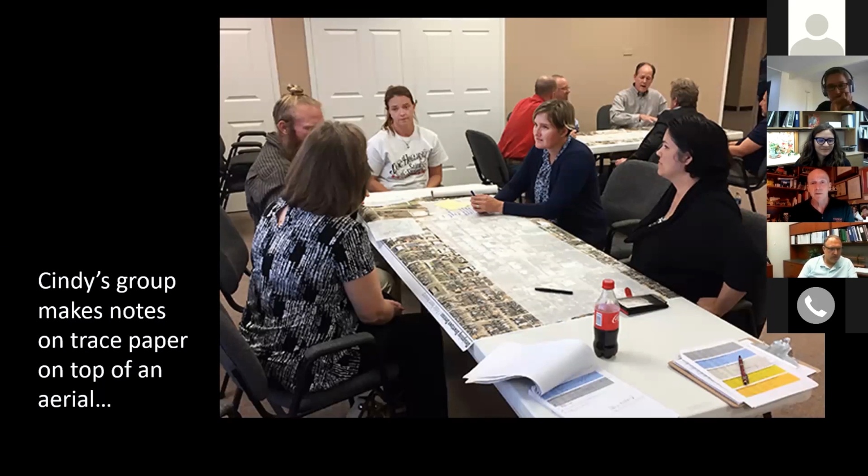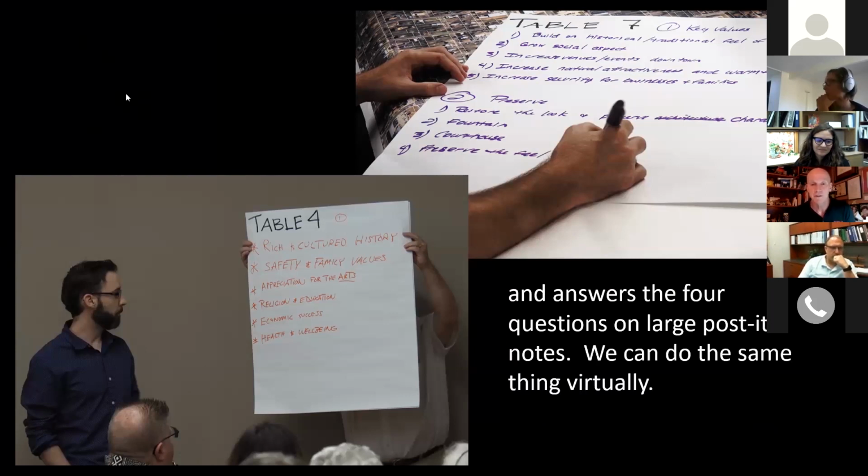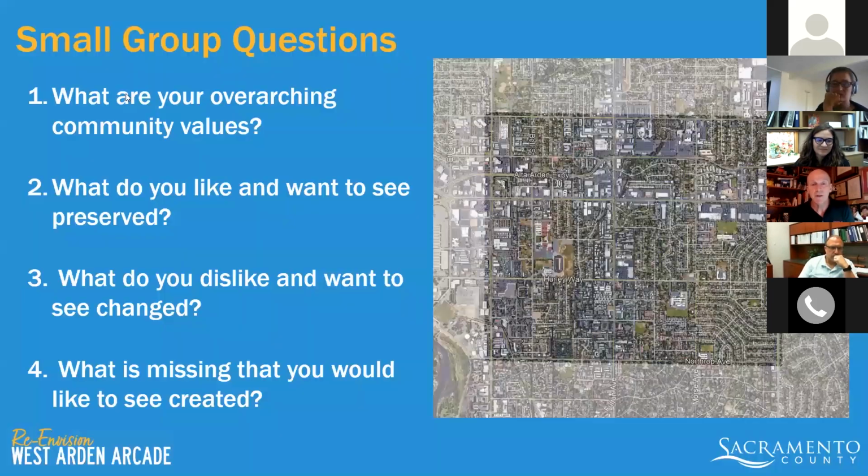We would meet around a table, and you can see Cindy there. She has a map with a piece of trace paper on top of it, and she would draw what people say. She would circle things and make notes. And we're going to show you a way we're going to do that virtually in a moment. And then those 4 questions, we used to answer those on big pieces of Post-it notes in the group. And so we're going to do that virtually as well. We're going to have virtual Post-it notes, and I'll show you what it looks like.